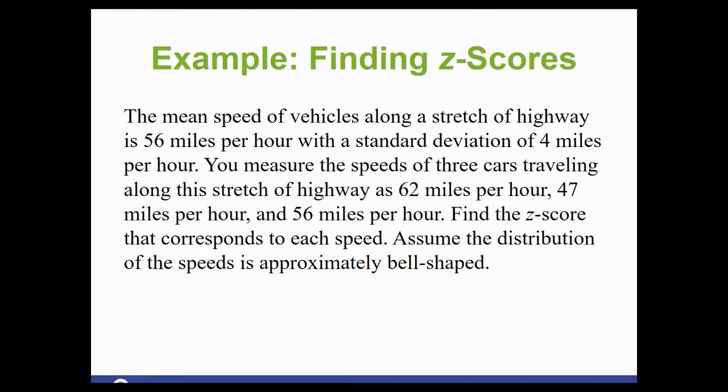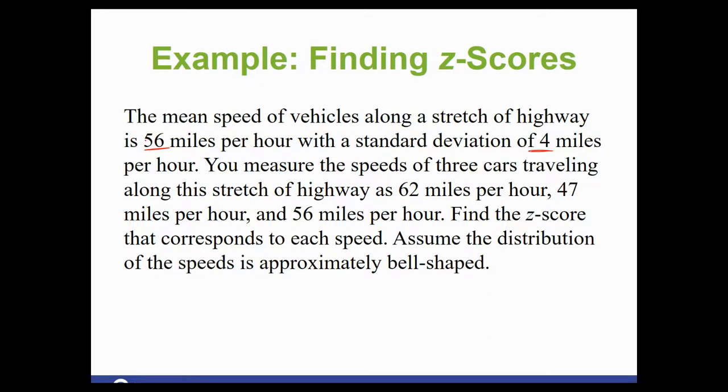So here's one to practice with. It says the mean speed of vehicles along a stretch of highway is 56 miles per hour with a standard deviation of 4 miles per hour. You measure the speeds of 3 different cars traveling along the stretch of highway at 62 miles per hour, 47 miles per hour, and 56 miles per hour. Find the z-scores that correspond to each speed. Assume the distribution of the speeds is approximately bell-shaped or normal.